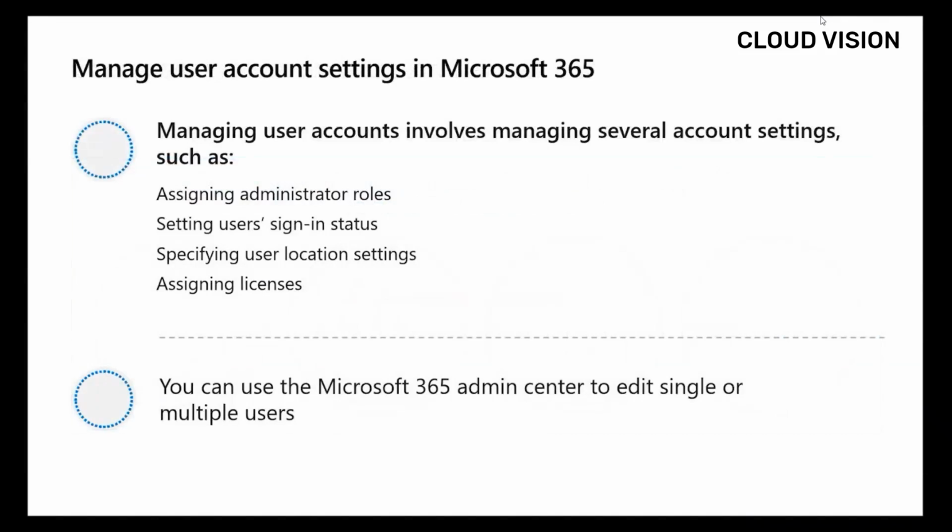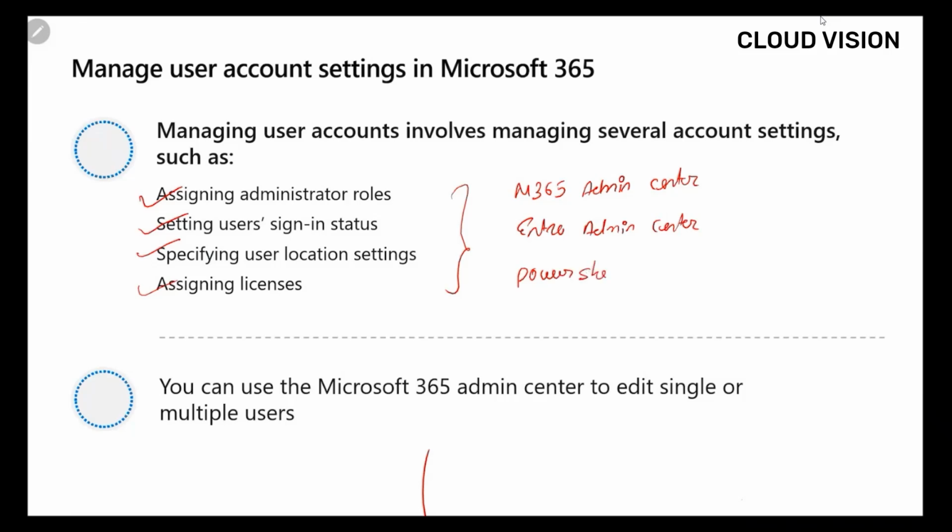Now, several administrative activities that you'll be performing for these user accounts require you to assign administrative roles, set users' sign-in status, specify users' location settings, and assign licenses. All of which can be performed from your Microsoft 365 admin portal. You can use the Entra Admin Center to perform this action, or you can do this from PowerShell if you're managing all of these users in bulk.